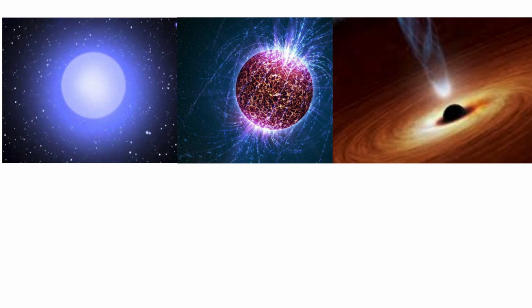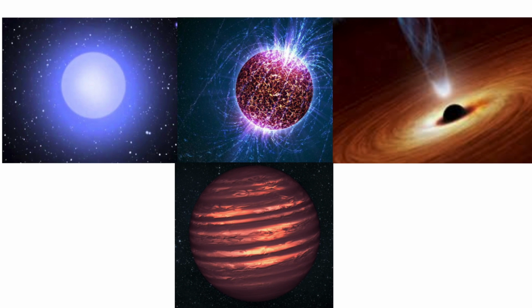Now, so white dwarfs, neutron stars, black holes, and actually brown dwarfs as well, those failed stars. Most of these objects are held together by either electron or neutron degeneracy.